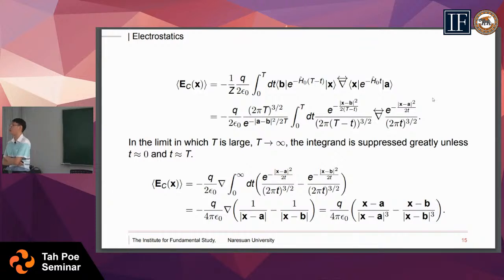In order to evaluate it, we are going to work in the limit that capital T is very large. The capital T turns to infinity in this scenario. When T turns into infinity, the integrand gets suppressed greatly, so it's basically zero, except for two points, where the small t is evaluated at 0 and the small t is evaluated at T. And using this assumption, you can compute the integration easily.